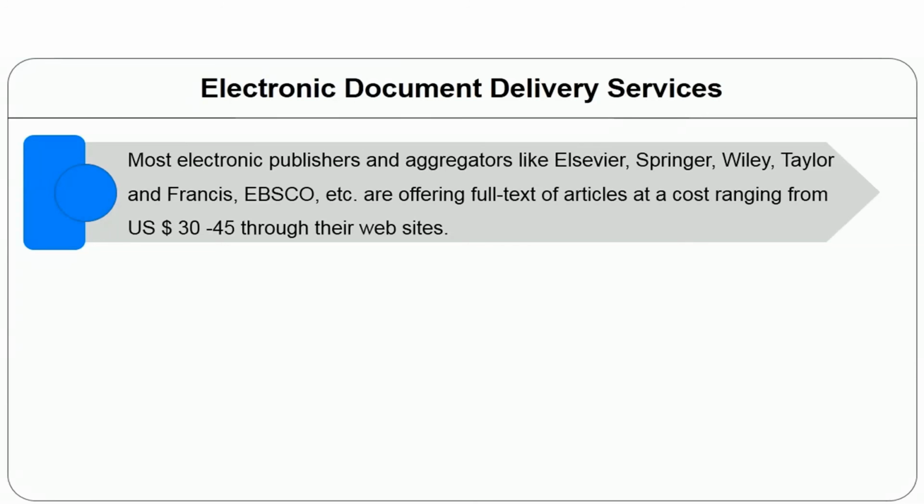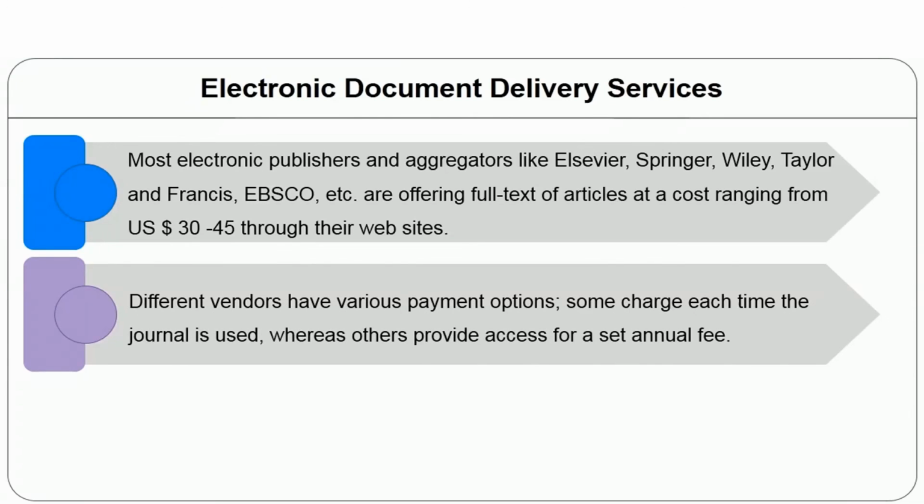I should say that it is a kind of buying. Different vendors have various payment options also. Pay for 3 and get 5. Some publishers give it. So all this, what you get is an electronic document. You get the article by mail.